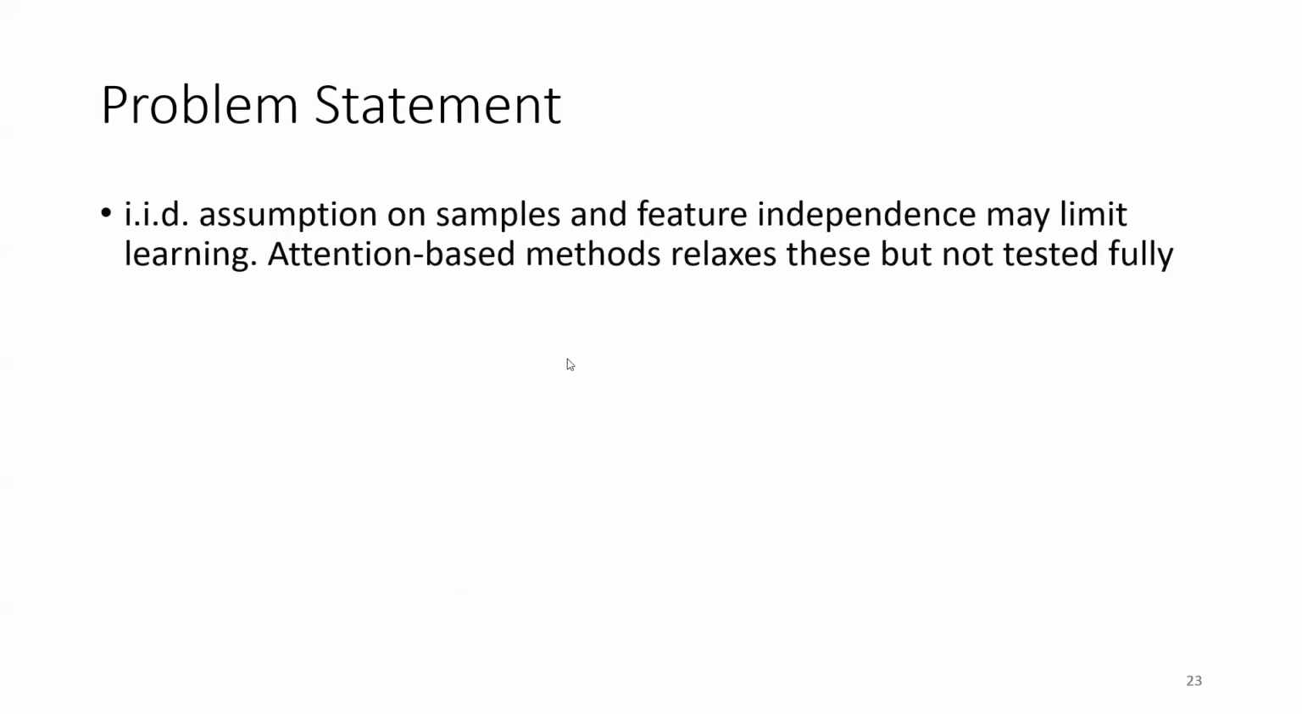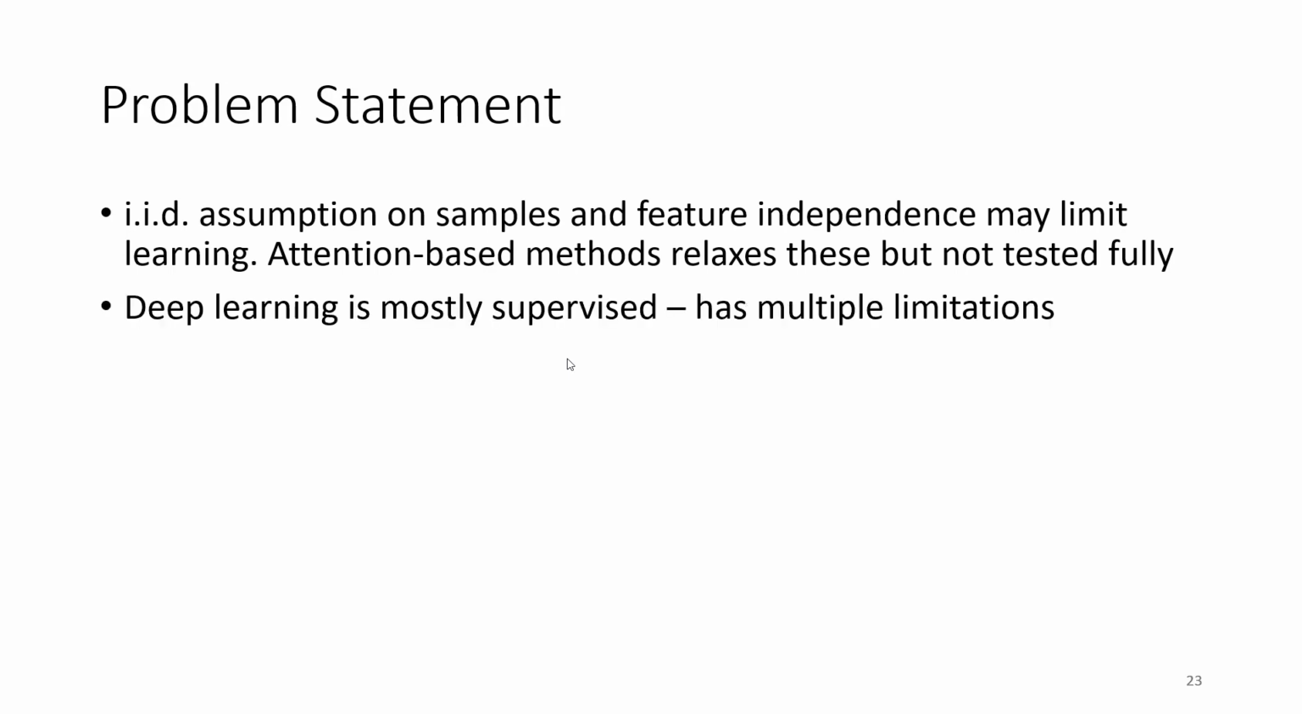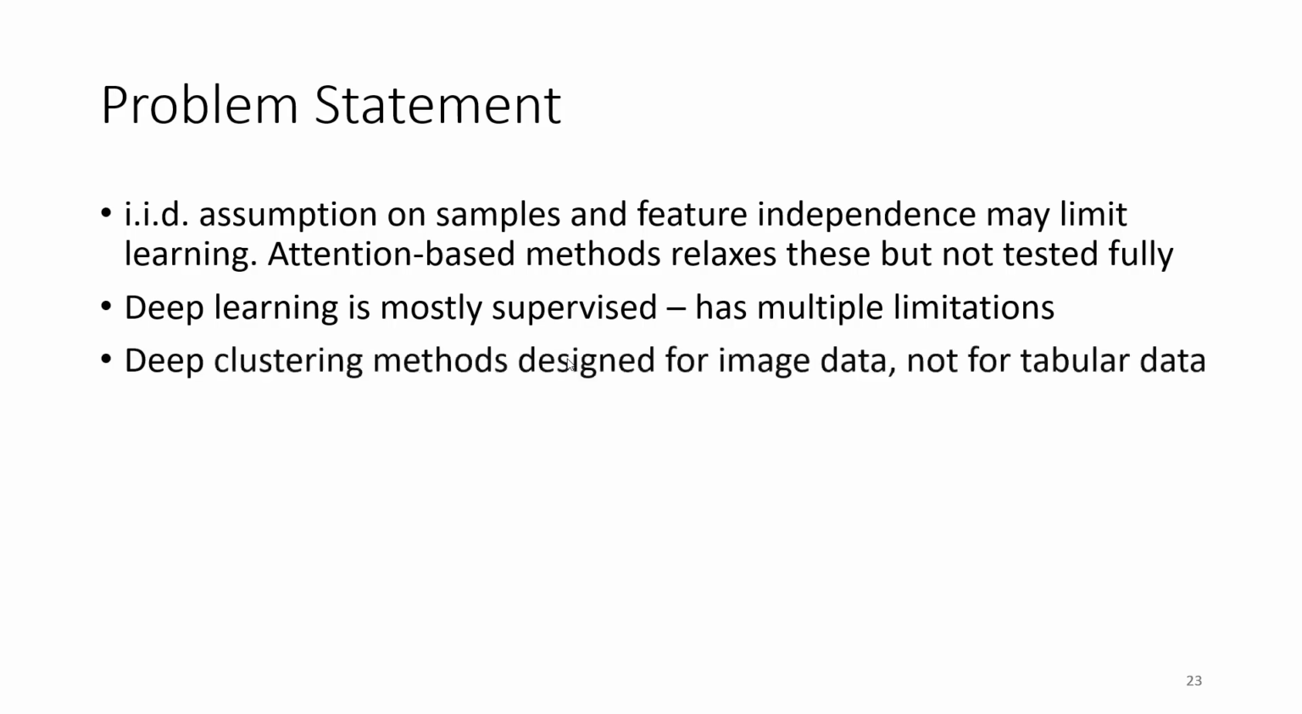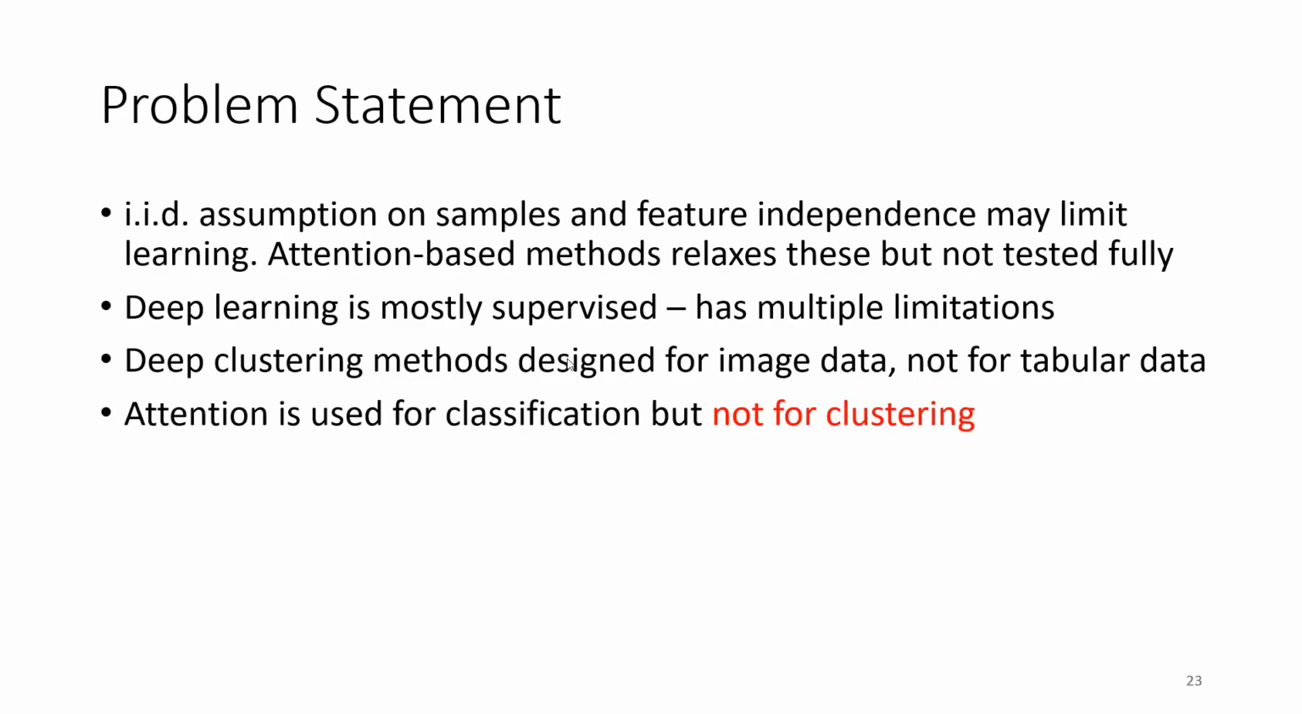Let us recall limitations from earlier slides and create our problem statement. IID assumption on sample and feature independence may limit representation learning. We see improvements when these are relaxed in attention-based learning. However, they are not fully tested on many tabular datasets. Deep learning is mostly supervised and it has limitations. Existing deep clustering methods are designed for images and not great on tabular data. Finally, we find that attention-based representation learning is used for classification, but not clustering.